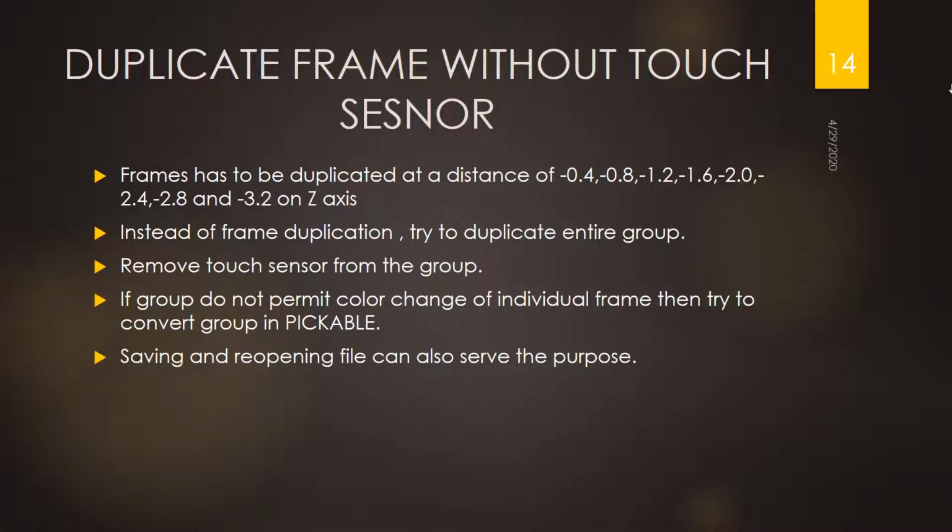Instead of frame duplication, try to duplicate the entire group. That will be better. Remove the touch sensor from the group. If the group does not permit color change of an individual frame, then try to convert the group into a pickable group. There are various types of groups, and one category is called pickable group. You convert it into a pickable group. Saving and reopening the file can also serve the purpose if it is not permitting the color change of the individual frame.